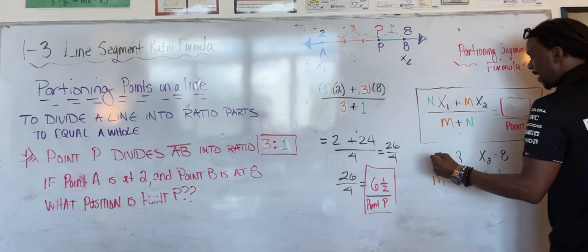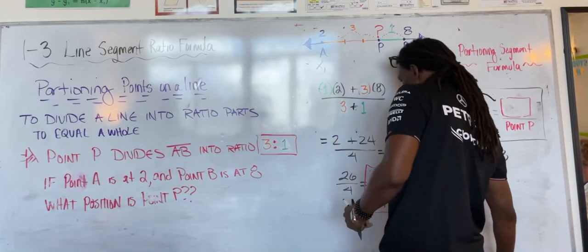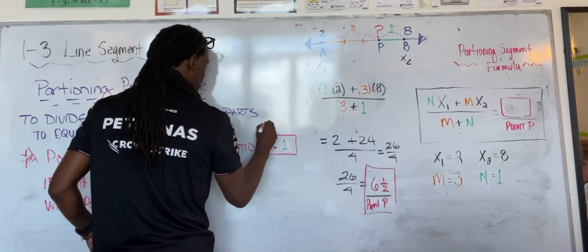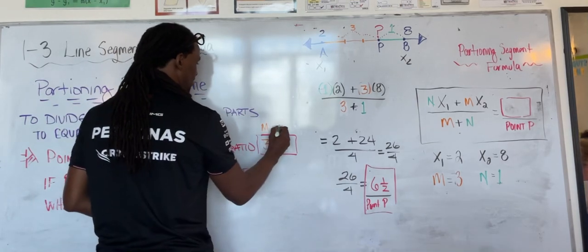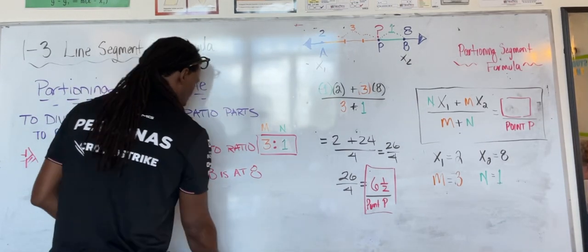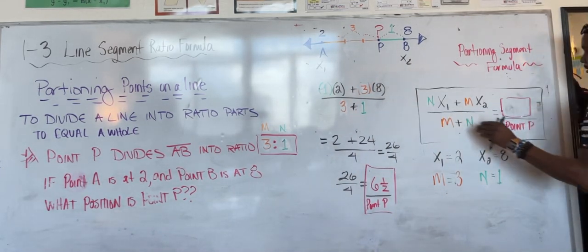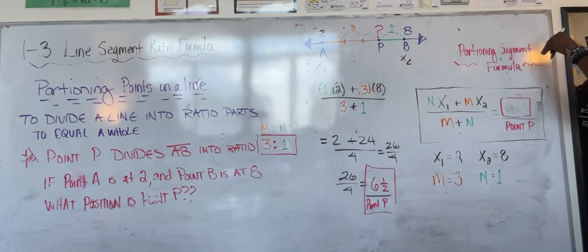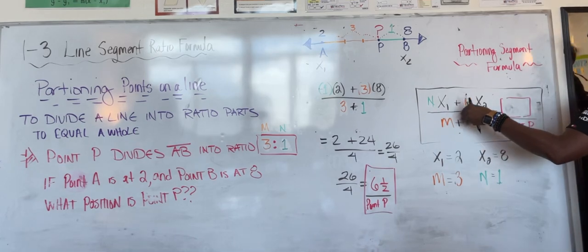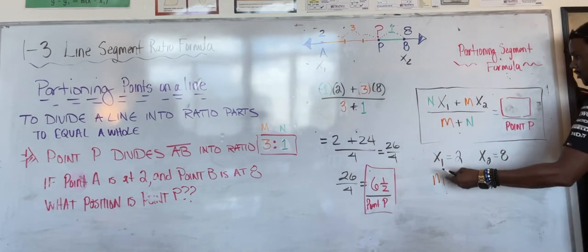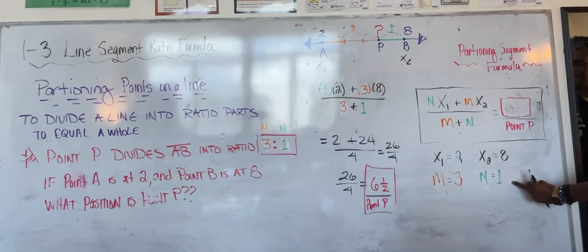The m value, put it in order. If you look here, the m value of the ratio is the first number. The n value of the ratio that they want is the second number, highlighted here in green. So after you multiply x1 times the second value of the ratio, you add it to x2 times the first value of the ratio, and we're going to divide that by adding the first ratio to the second ratio. The first ratio we said was 3, highlighted here in orange. The second ratio was 1, highlighted here in green.